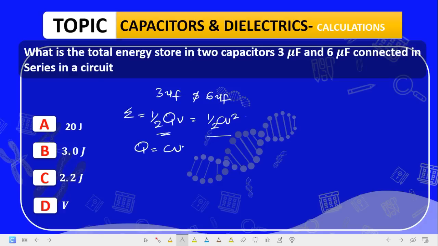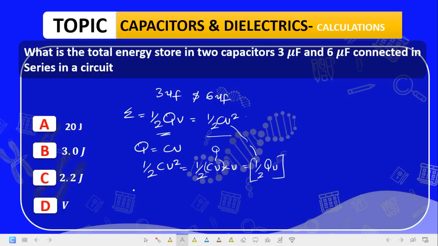Or how did we go from here to here? We said Q is CV. Then we can say that half CV square can also be written as half CV times V, because V times V will give us V square. Now, if Q is CV, wherever we see CV, we can put Q, and this gives us half QV. That was how we got from here to this. So whichever of the formulas you use, you'll be correct.